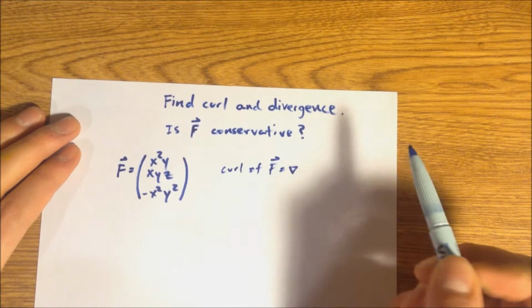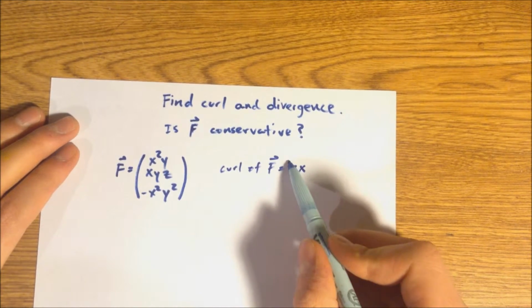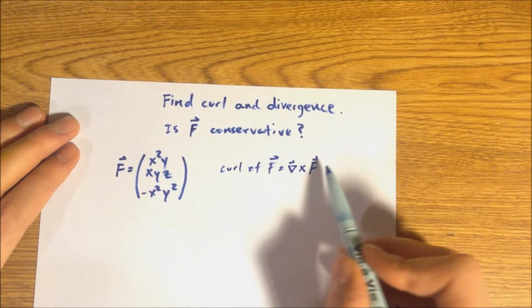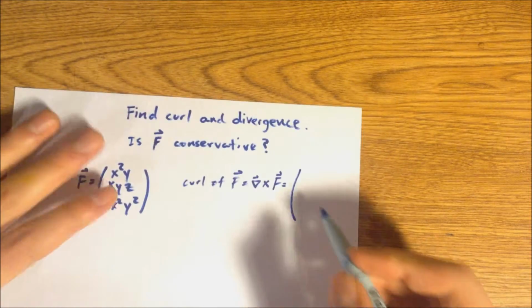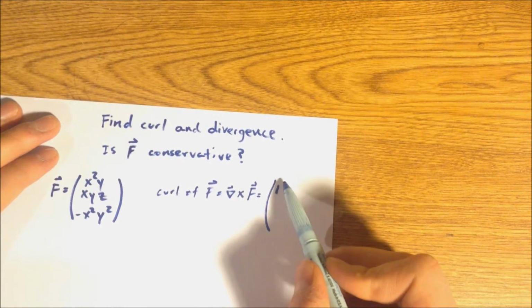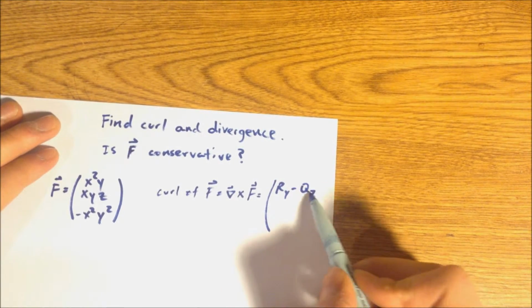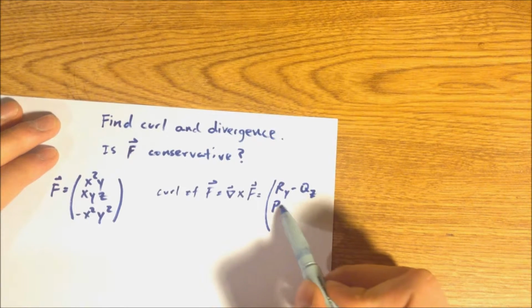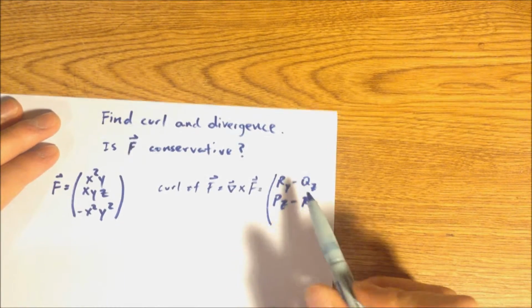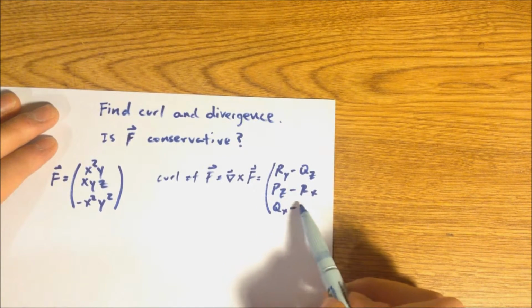equals the del operator crossed with a vector field, or you can write this as (R_y minus Q_z), (P_z minus R_x), (Q_x minus P_y).